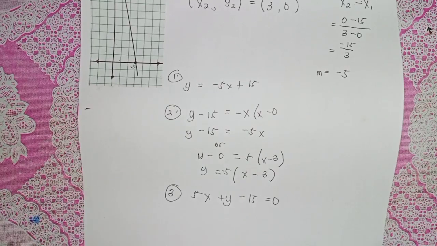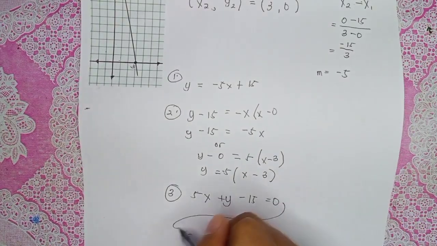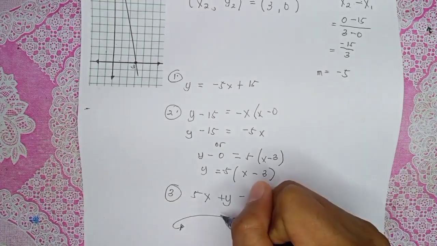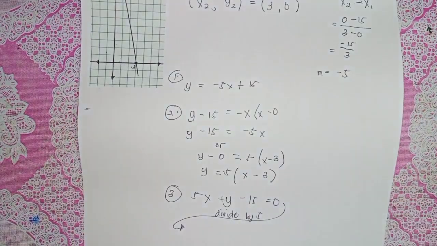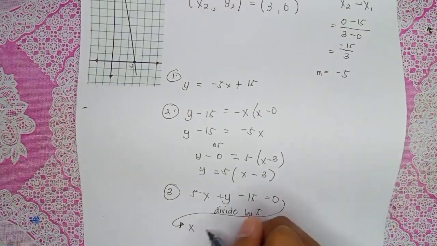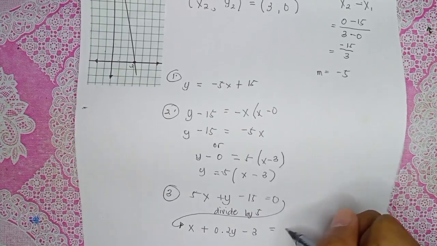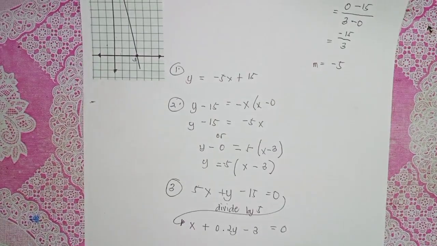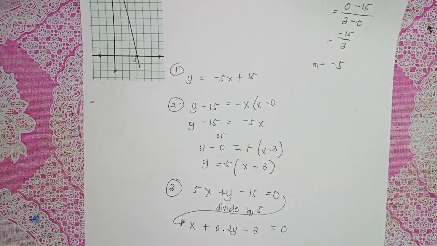Note that dividing both sides by, say, 5, we will have x plus 0.2y minus 3 is equal to 0. So this is also in general form and is equivalent in every way to the previous one.